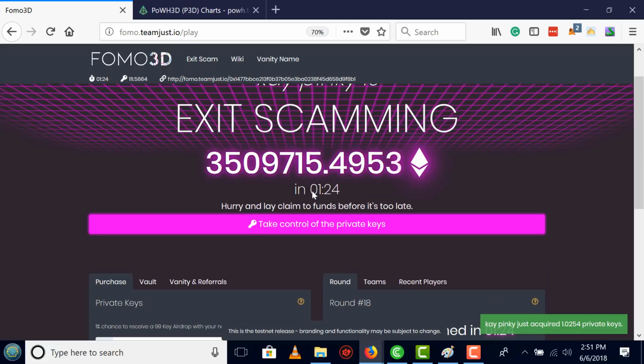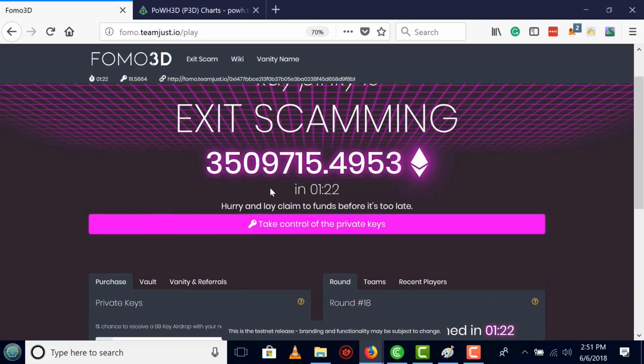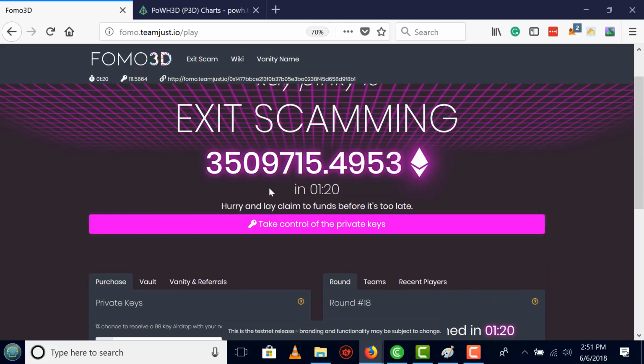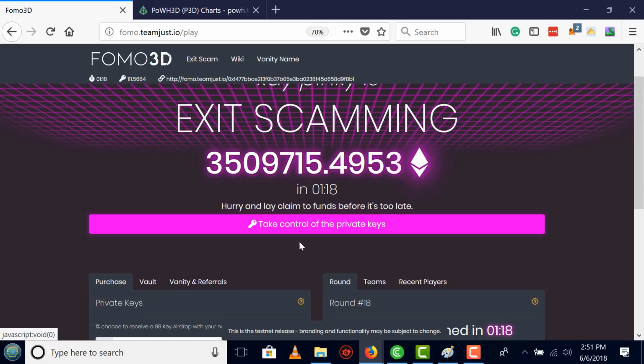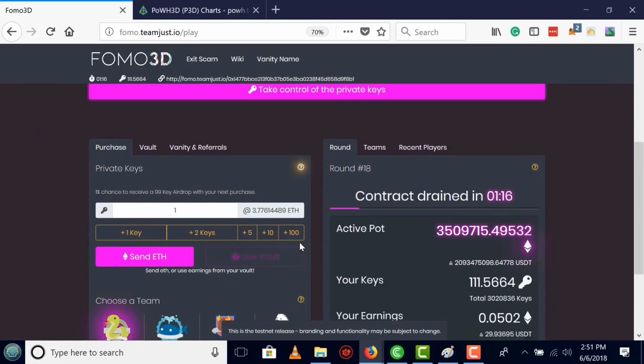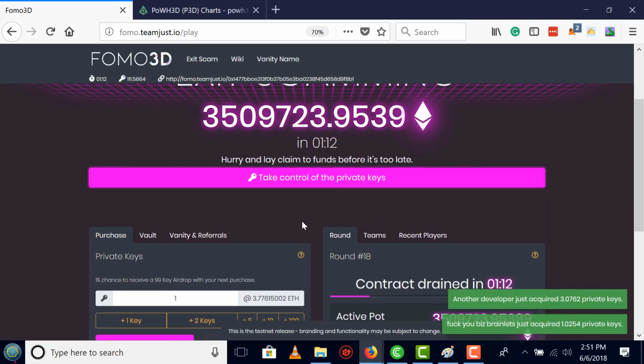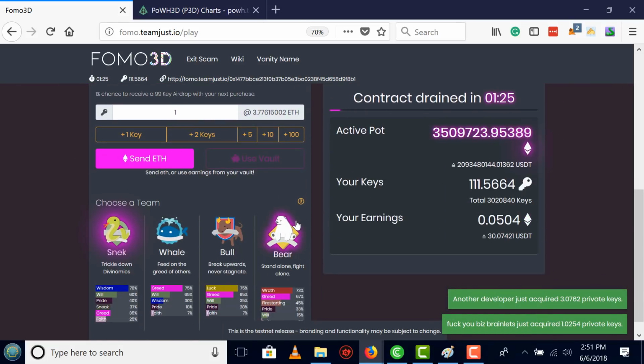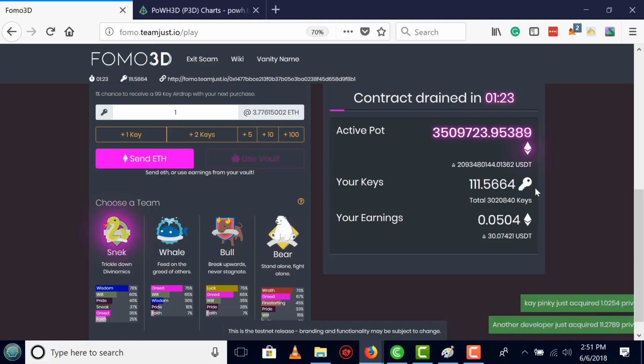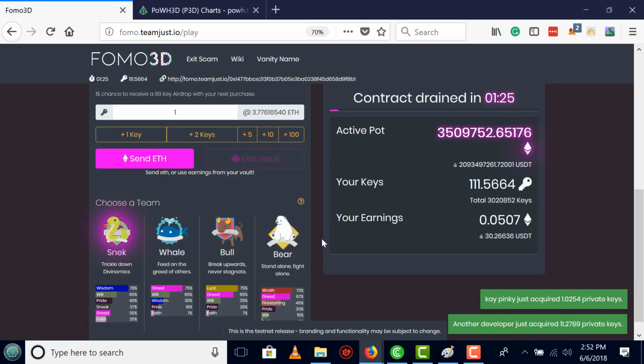So this pot up here gets the largest portion, which goes to the winner, the one who bought the last key. The rest of it gets split up into the pot to start the next round. It gets split to everyone who bought a key, and a small portion goes to everyone who currently holds P3d.